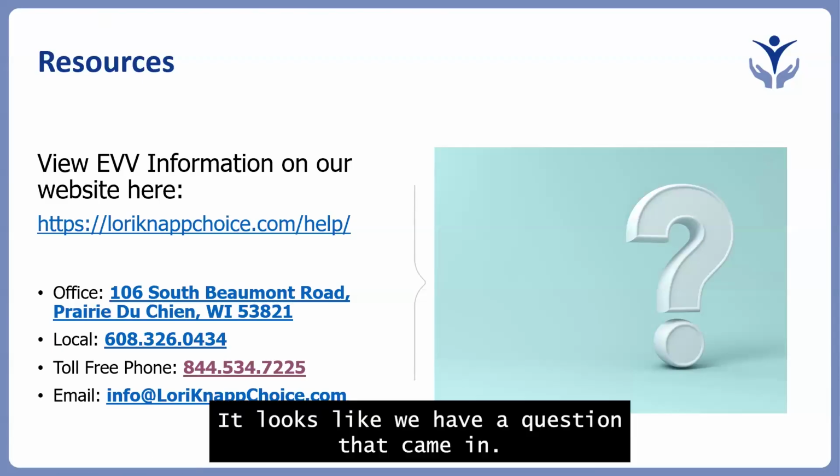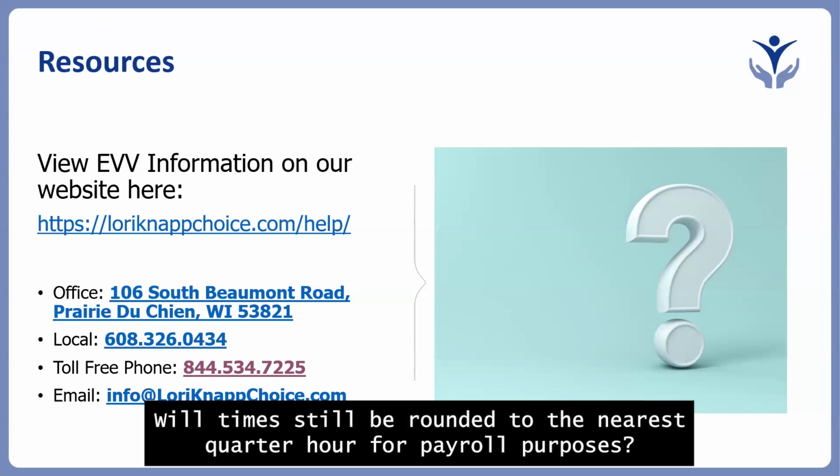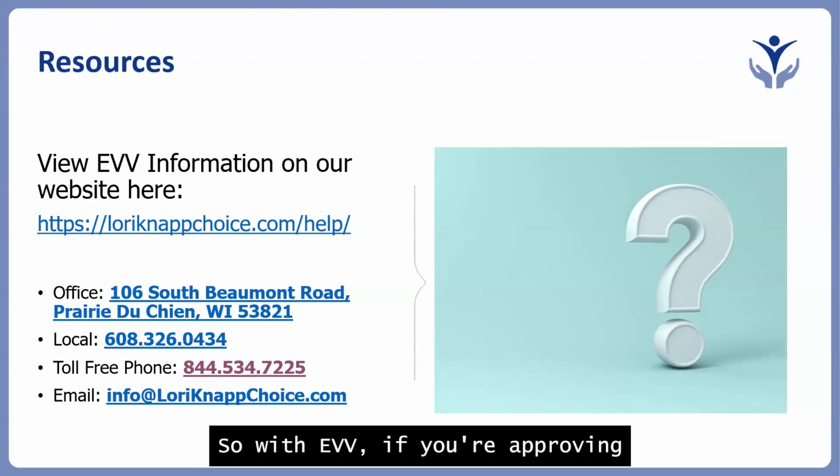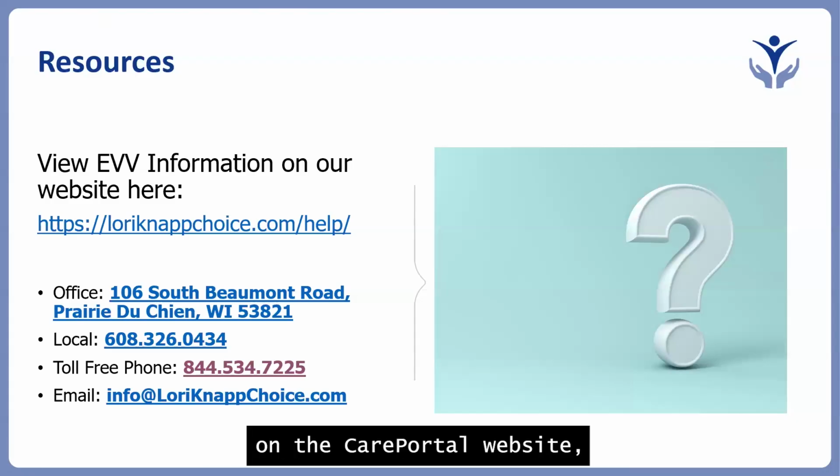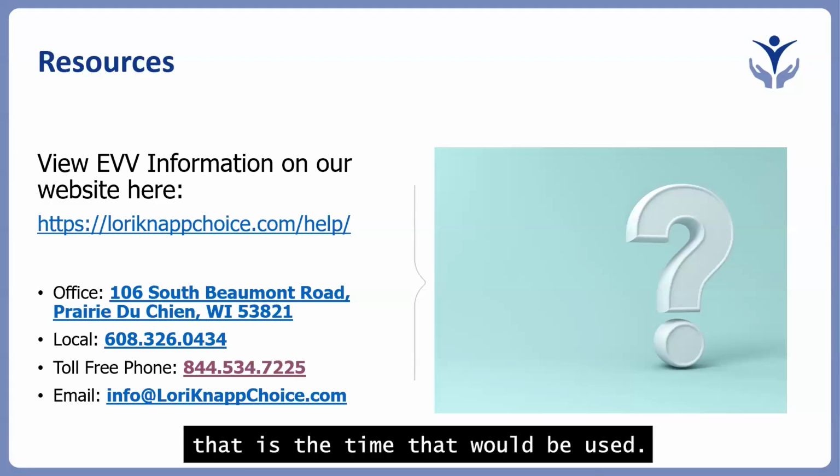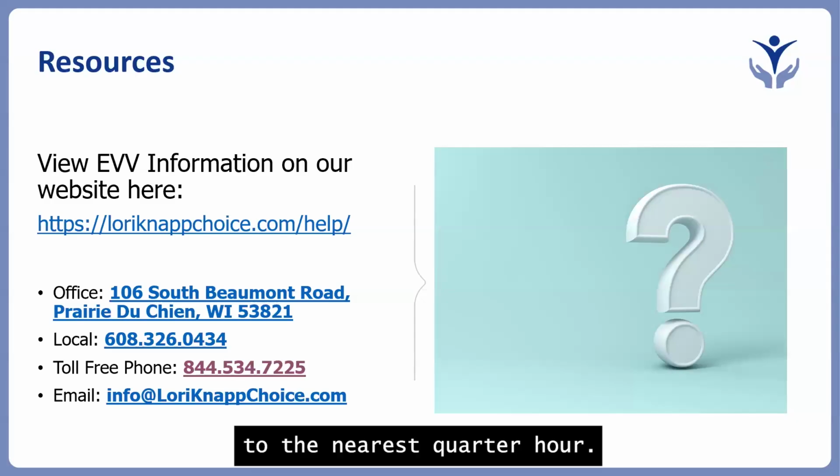Looks like we have a question that came in. Will time still be rounded to the nearest quarter hour for payroll purposes? So with EVV, if you're approving on the Care Portal website, that is the time that would be used. So Care Time and Care Portal does not round to the nearest quarter hour.